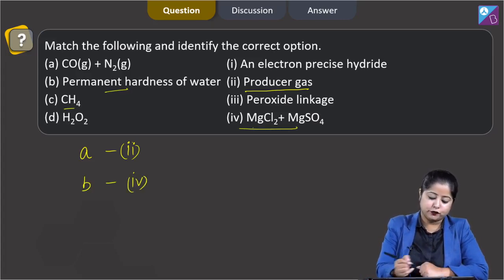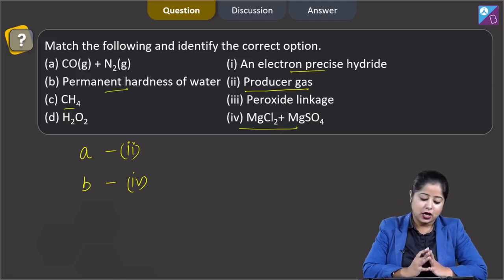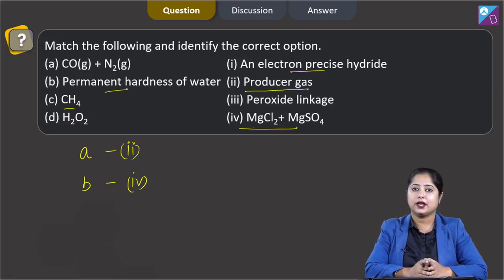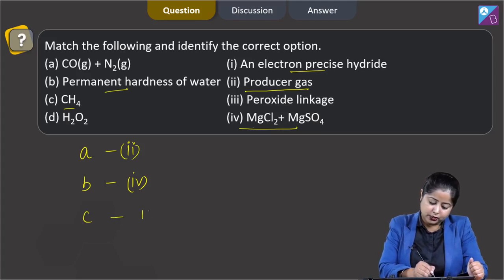Moving to next, CH4. Student, CH4 is an electron precise hydride, since around carbon there exist 8 electrons. That means it is an example of electron precise hydride. That means for C, the correct match is 1.